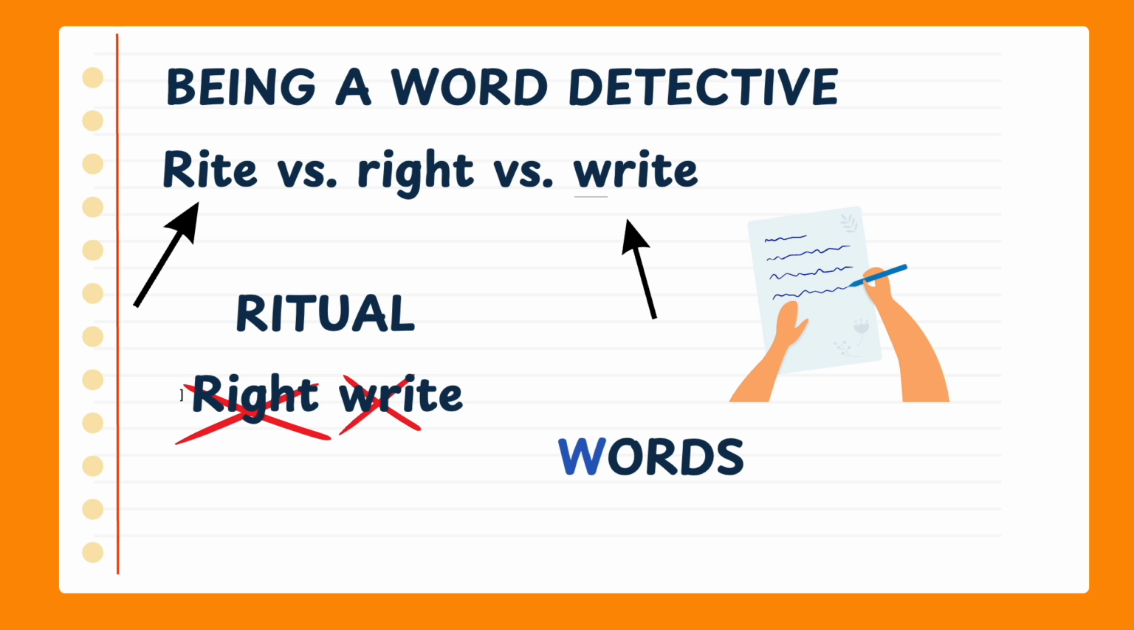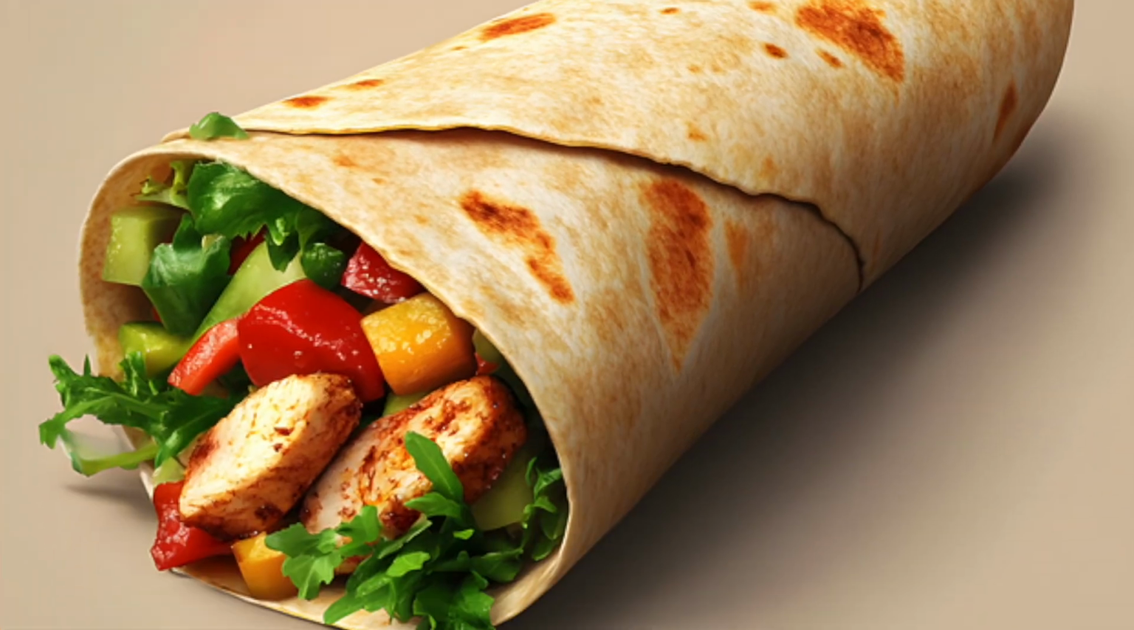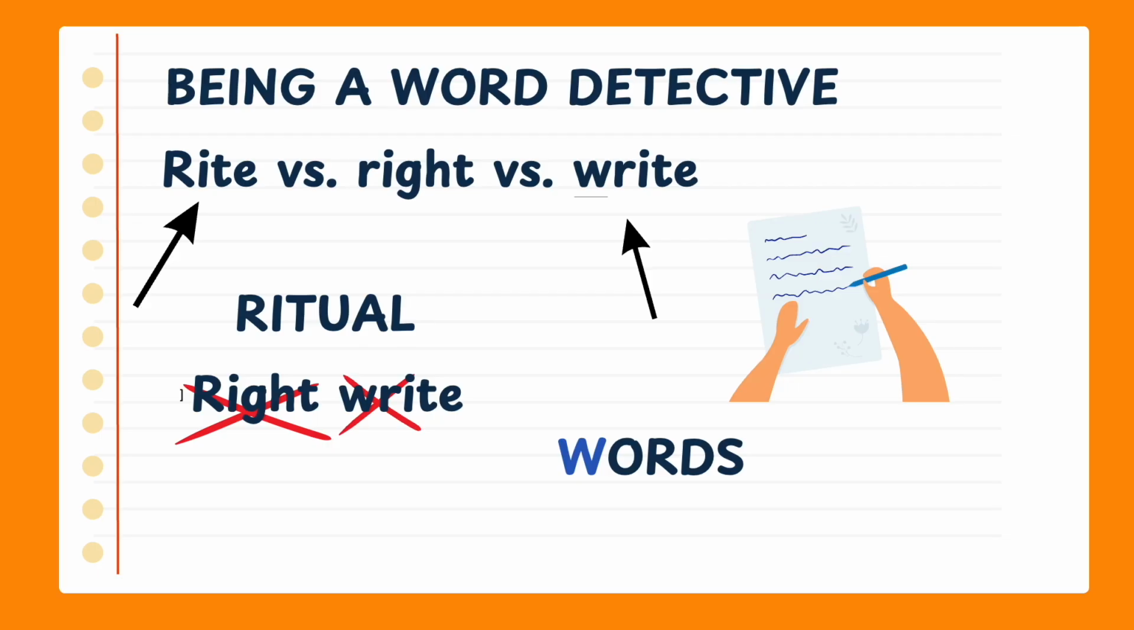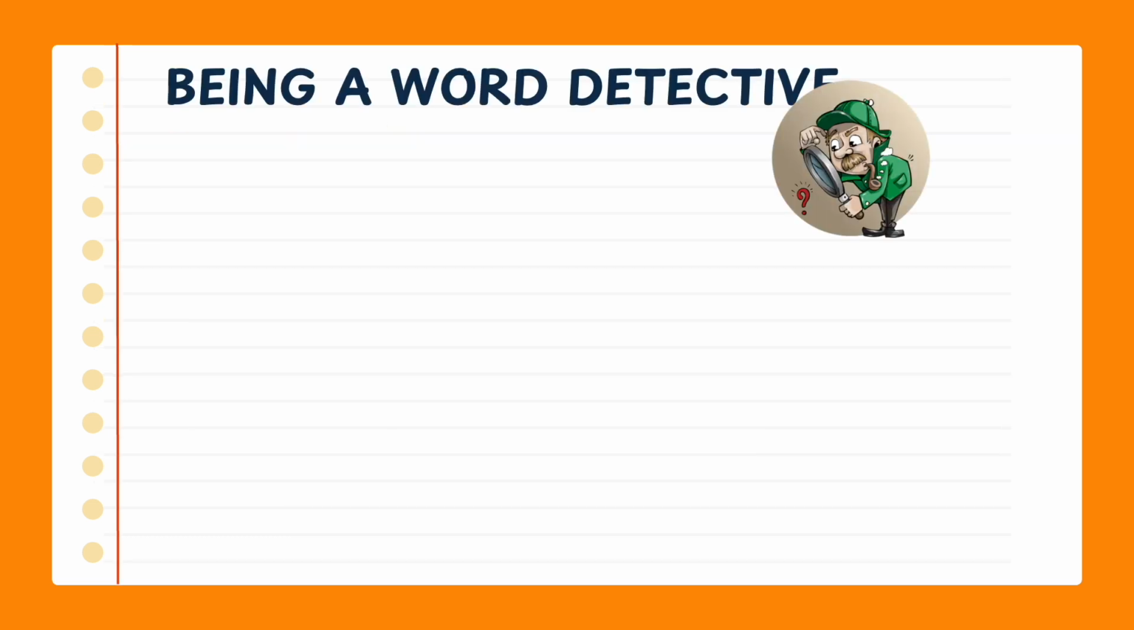Tip number 2. The WR digraph, as in write, wrist, or wrap, is normally used to refer to things that we can twist. When you're writing, you're twisting the shapes of the letters. That explains the W.